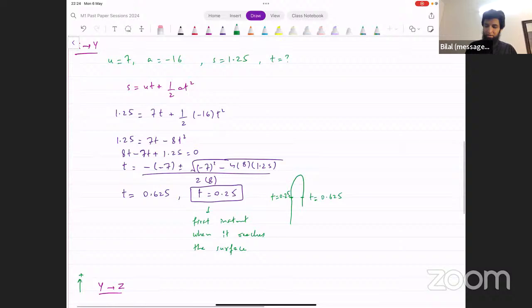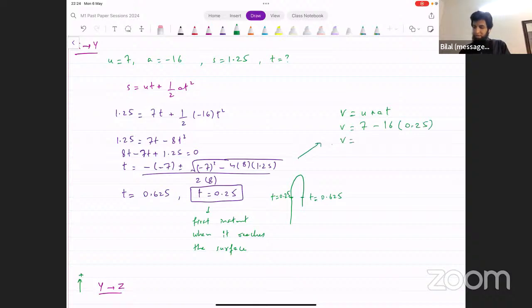From X to Y, we can find the final velocity as well. V equals U plus AT. Initial velocity was 7. Acceleration was -16. And time taken, now we know the time taken is 0.25. Can we find the final velocity at that point? It's 7 minus 16 into 0.25. That's 3 meters per second. This is the velocity at the point Y. So now we consider Y to Z part of the journey.